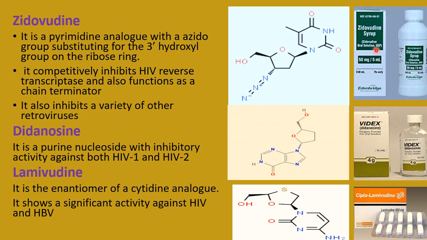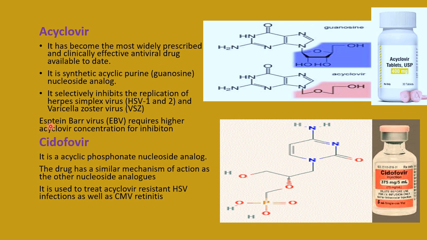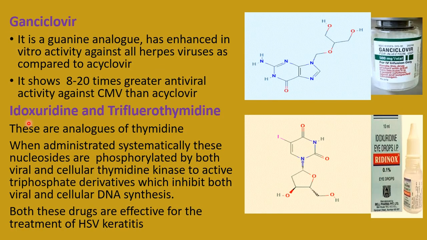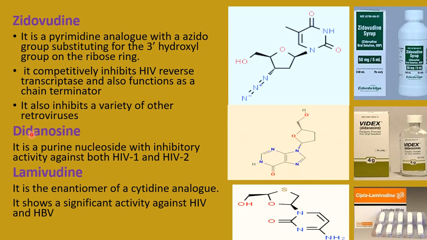These are the branded names, or the different types of medicines that contain these compositions. So that's all about the base analogs. We went through acyclovir, cidofovir, ganciclovir, then idoxuridine, penciclovir, vidarabine, zidovudine, adenosine and lamivudine. These are a few base analogs used in the treatment of certain viruses as antiviral drugs. So that's all about the antiviral agents, base analogs. Thank you.